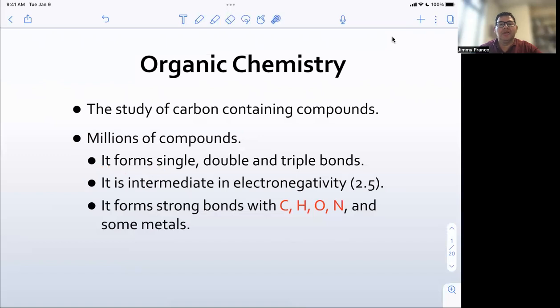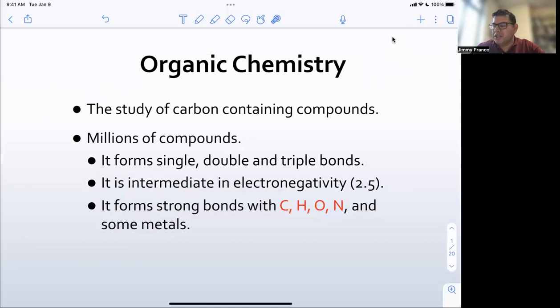So single bonds, doubles, triples, and those are all made with electrons, right? We talked about how electrons are going to be really important in bonding, and this is what we're going to come back to: how do we make these bonds? The last one is about an intermediate electronegativity.